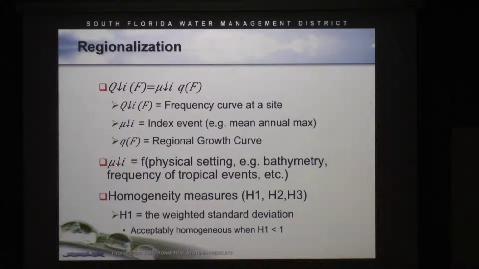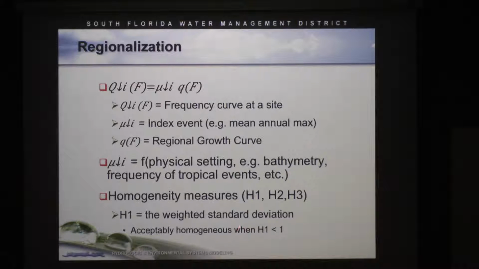Then mu sub i, some sort of physical setting, maybe bathymetry, are you in a hurricane influence area, what's the frequency of hurricanes in that area. That's the idea. You relate that scaling factor to some physical setting so you can predict it for an ungauged location, because you will have these numbers for those locations.